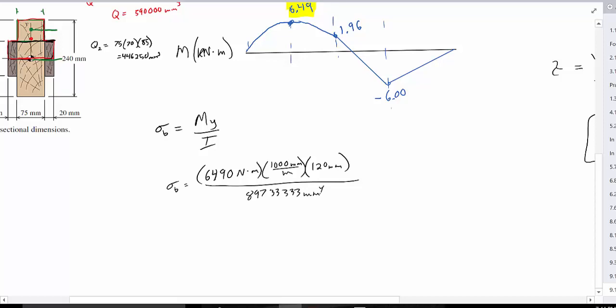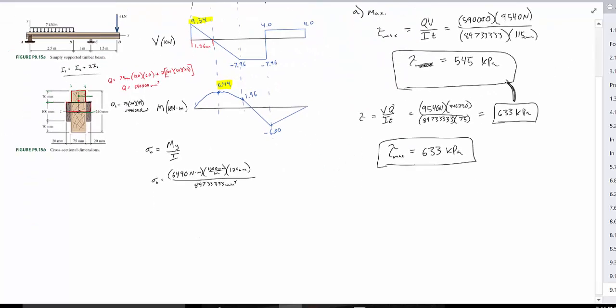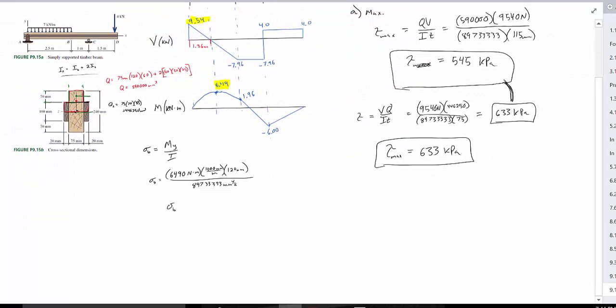And I didn't calculate this yet, so 6490 multiplied by 1,000, multiplied by 120, divided by 897,333. So I get a max bending stress of 8.679 kPa. And that should be the answer.